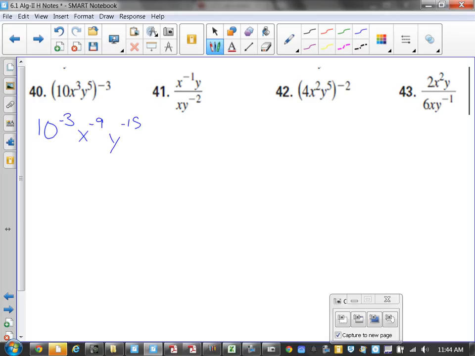Not one of those 3 values are happy, are they? Now they're happy. Everybody agree? Now, 10 to the 3rd power, I believe, is 1,000? Yep. And there's my answer. Yes, sir.